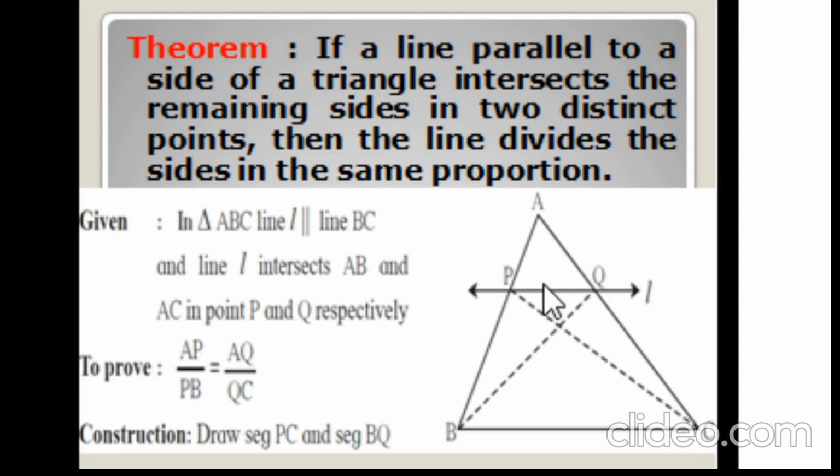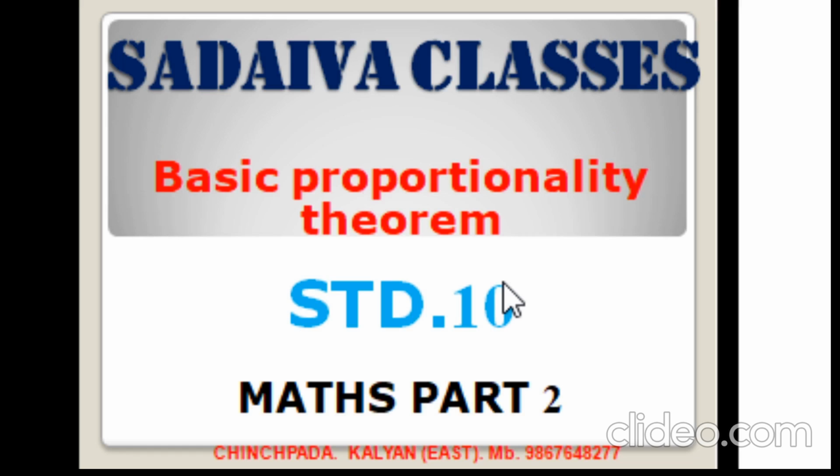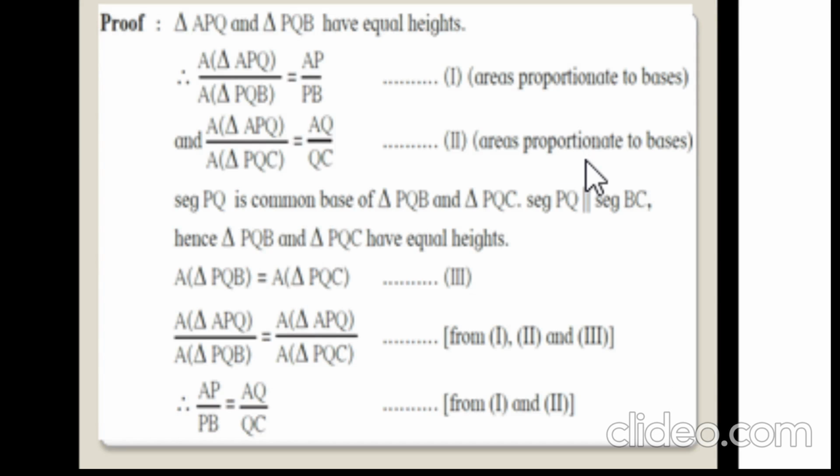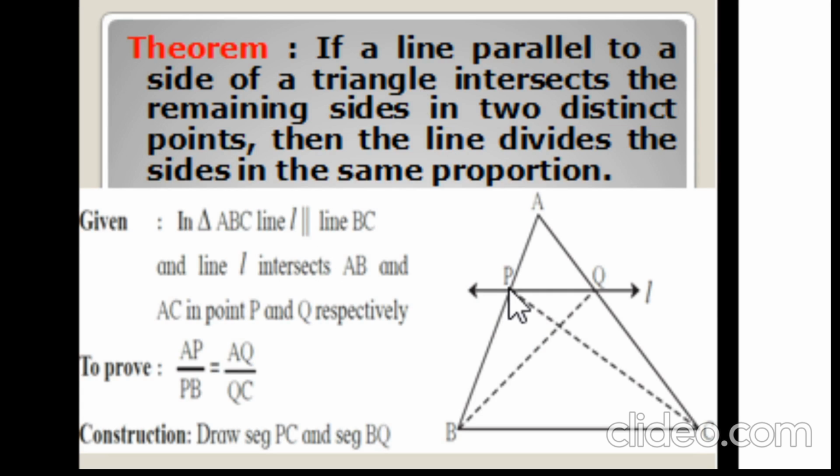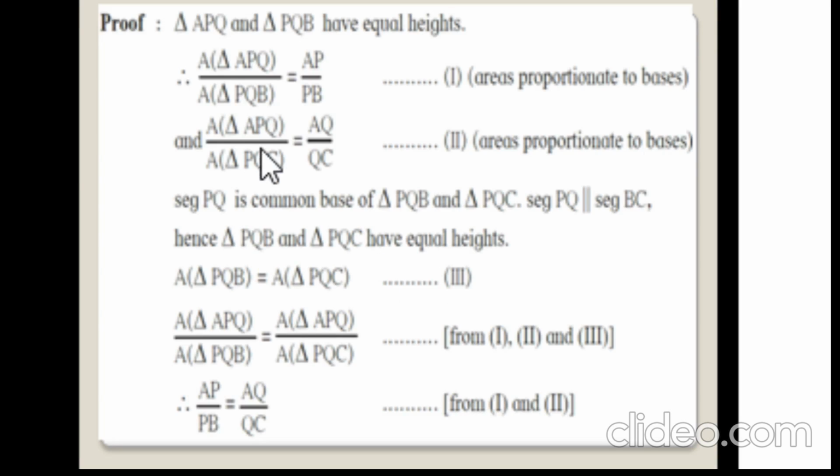Then similarly we are taking two triangles: this APQ remains the same, and PQC. These two triangles also have the same height. See, if we draw a perpendicular from P to AQ or AC, we get the height of these two triangles, which is equal. So we get area of triangle APQ upon area of triangle PQC is equal to AQ upon QC. This is number 2, as the area is proportional to bases.